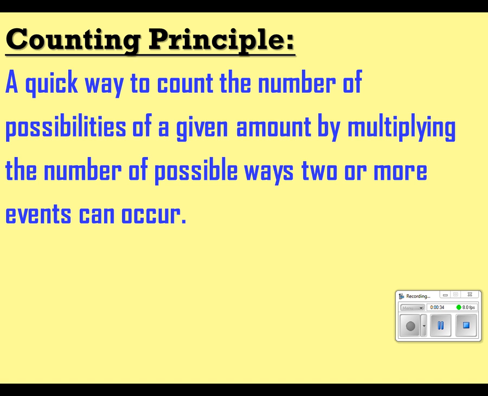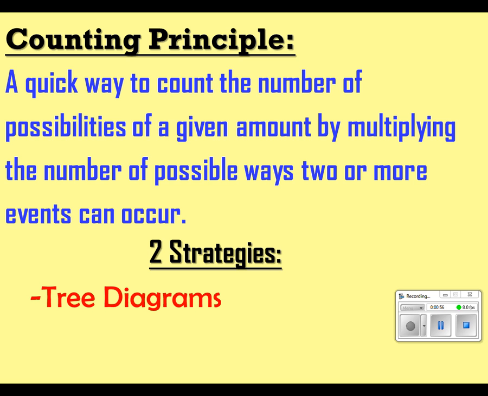This is a great way to help us figure out how many combinations of coin flips, or how many combinations of coin flips and spinner spins, or how many combinations of a coin flip and a roll of the die. So there's two different strategies that you can take when using the counting principle. One is using tree diagrams, and another one is just using multiplication, which is actually just the counting principle.